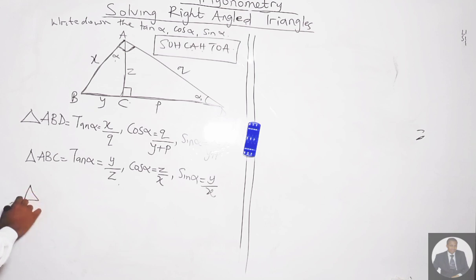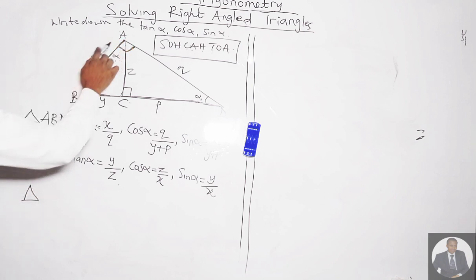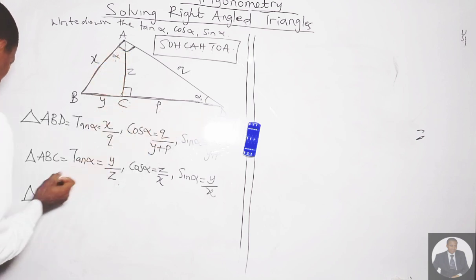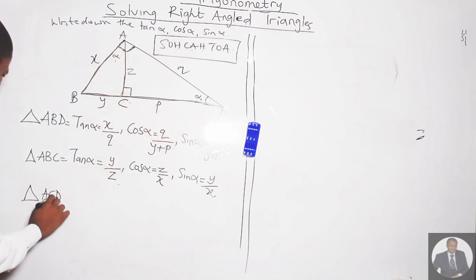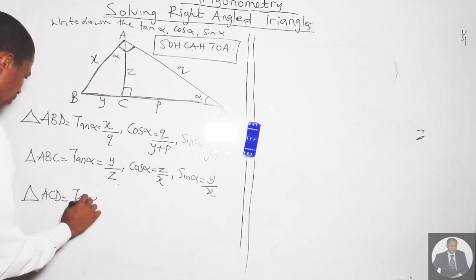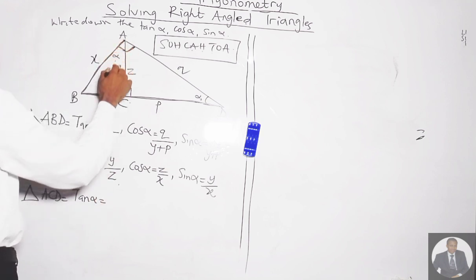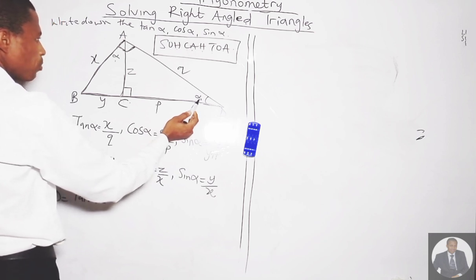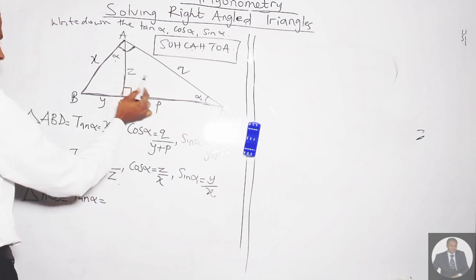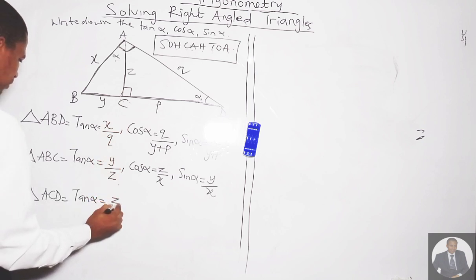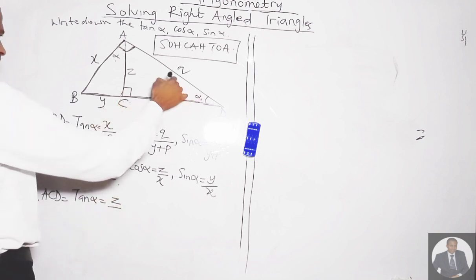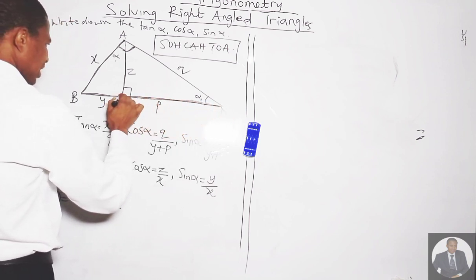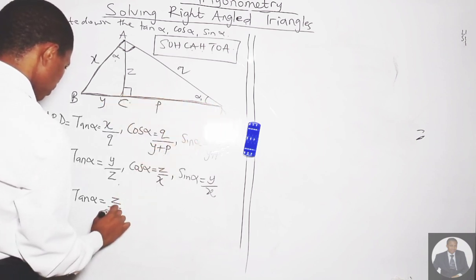For triangle, we've done ABD, we've done ABC. Now we need to do ACD. For triangle ACD, tan alpha, this is the angle in consideration. What's tan alpha? Opposite. What is opposite? Opposite this angle is z over adjacent. What's adjacent? p. This line CD will be p.